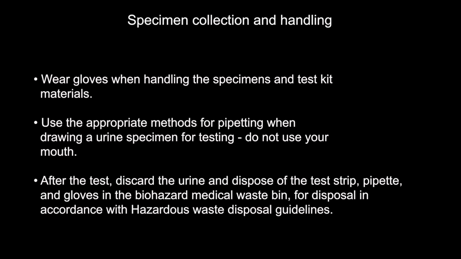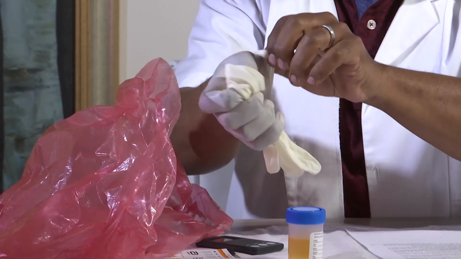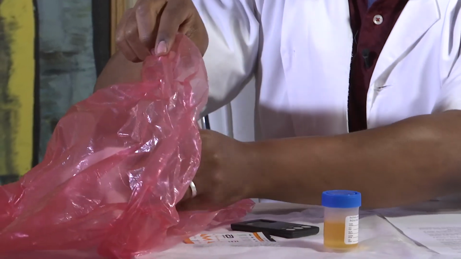After the test, discard the urine and dispose of the test strip, pipette, and gloves in a biohazard medical waste bin for disposal in accordance with hazardous waste disposal guidelines. If there are delays in running the test, the specimen may be stored at 2 to 8 degrees Celsius and used within 3 days of collection.